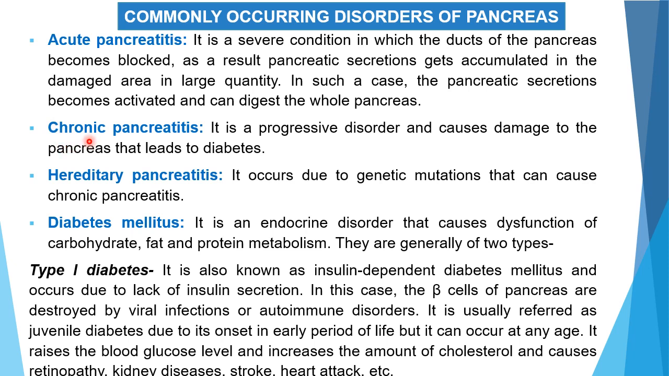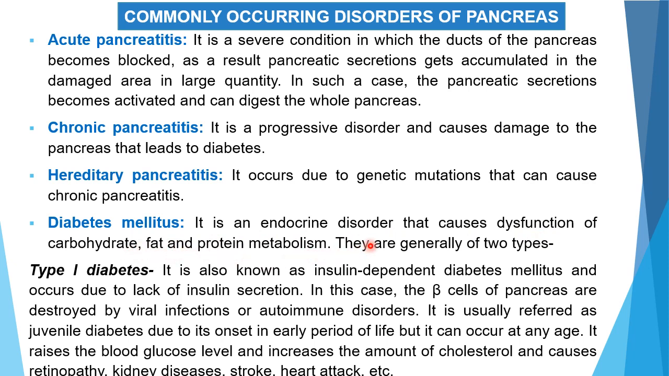Chronic pancreatitis. It is a progressive disorder that damages the pancreas, which finally leads to diabetes. Hereditary pancreatitis. It occurs due to genetic mutation that can cause chronic pancreatitis. Diabetes mellitus. It is a global health issue. It is an endocrine disorder that can cause dysfunction of carbohydrate, fat, and protein metabolism.